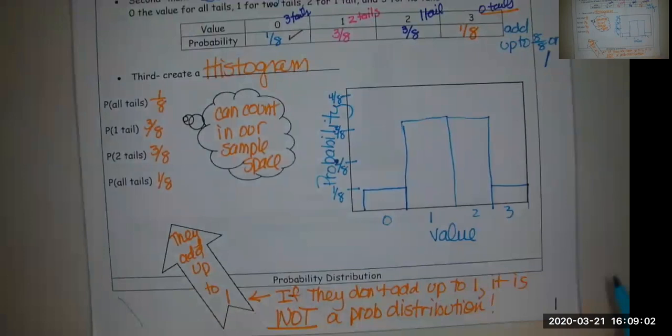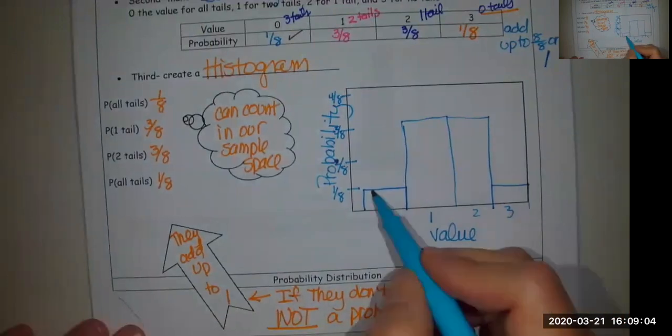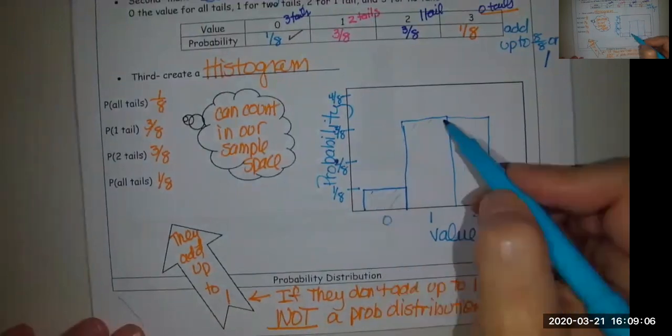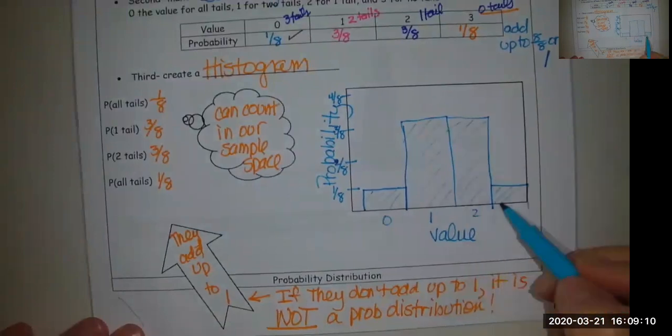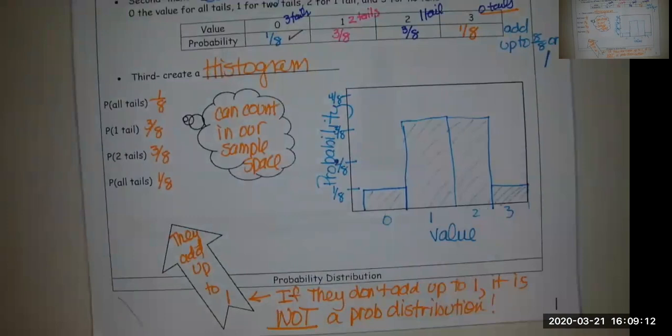So notice for our histogram, right, the boxes have to touch each other and they all have to be the same width across as best you can, right?